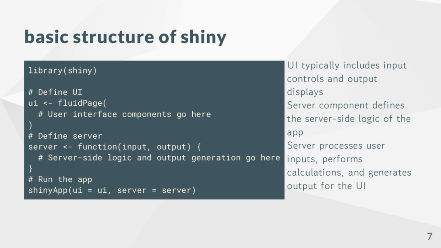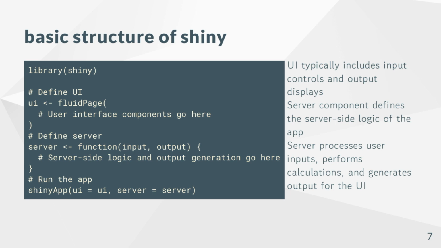This code defines the UI and server components of a Shiny app, and then runs the app using the shinyApp function. In the UI component, you define the user interface of the app using your code. This typically includes elements like input controls (sliders, text boxes, drop-down menus) and output displays (plots, tables, text). In the server component, you define the server-side logic of the app. This code processes user inputs, performs calculations, and generates output for the UI to display.